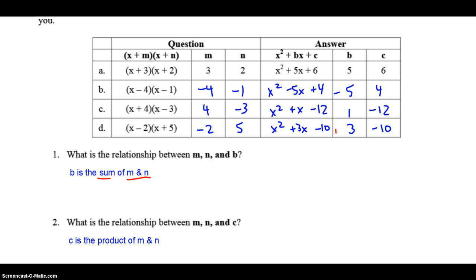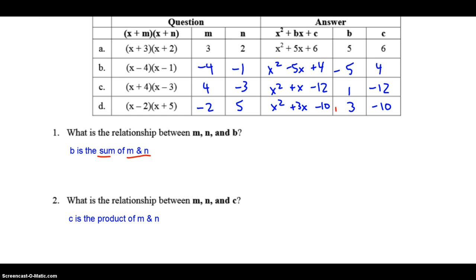So when we FOIL this guy out, that middle number is always the sum of the two original numbers that we started with here. And for the second one, what's the relationship between m, n and c? So same thing, looking at these two original numbers and what number we had at the end there, we always had the product of your m and n. 3 times 2 is 6. Negative 4 times negative 1 is 4. Negative 2 times positive 5 is negative 10.